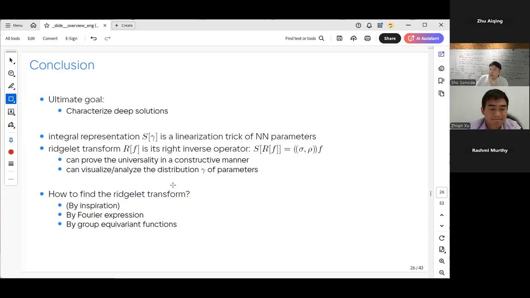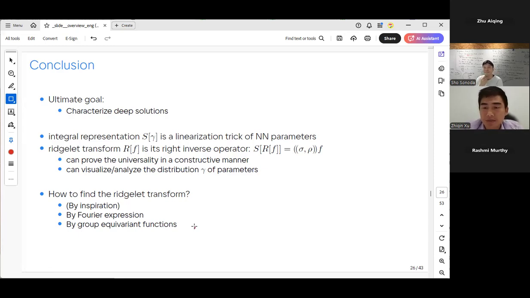And we developed two schemes. One is by using the Fourier expression, and the other is by using group representation theory to obtain the Ridgelet transform. And in this talk, I explained the second approach. Okay, this is the end of my talk. Thank you very much.